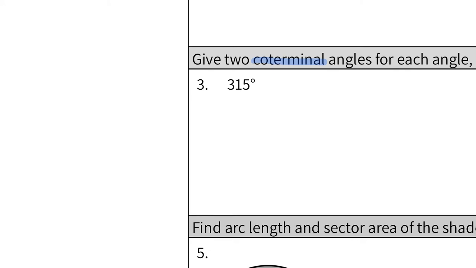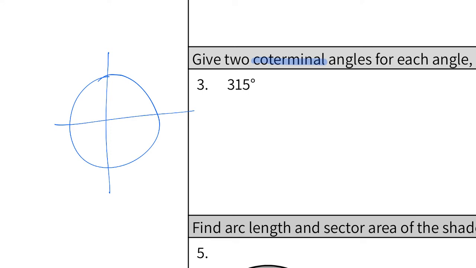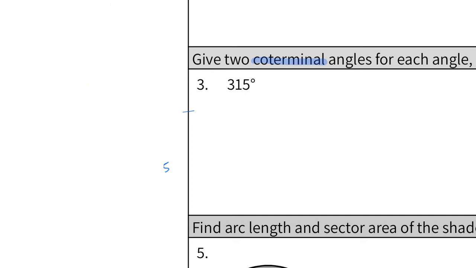315 would be, so here's my quadrants. 315 would be somewhere over here, not exact, but we want to find a positive angle that would also land on the same spot. So basically, starting from the 315, if I went all the way around and landed on that same line, what number would that be? So you have to remember that a full rotation, when it comes to degrees, is 360.